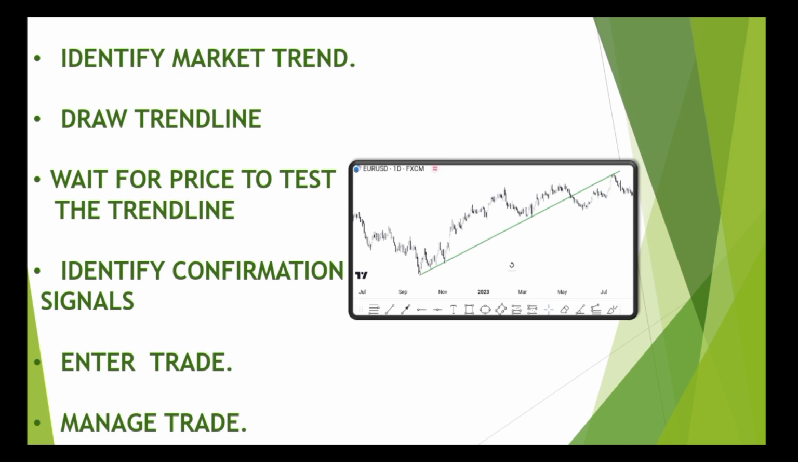So number one, you need to identify the market trend and draw the trend line. After identifying the market trend, wait for price to test the trend line. This is if the price is away from the trend line. Then you identify confirmation signals before you enter the trade. Then we talk about how to manage the trade. So basically we'll be talking about every step you need to take in order to use the trend line to make money in the forex market.